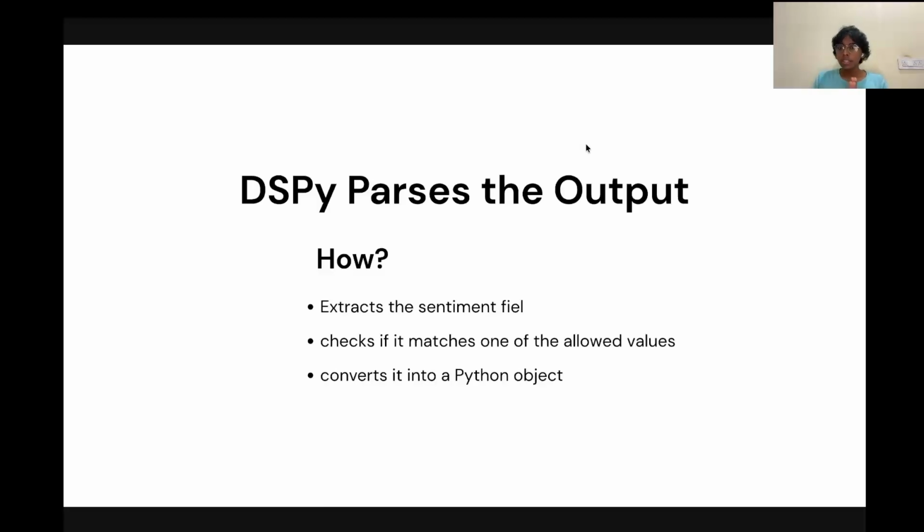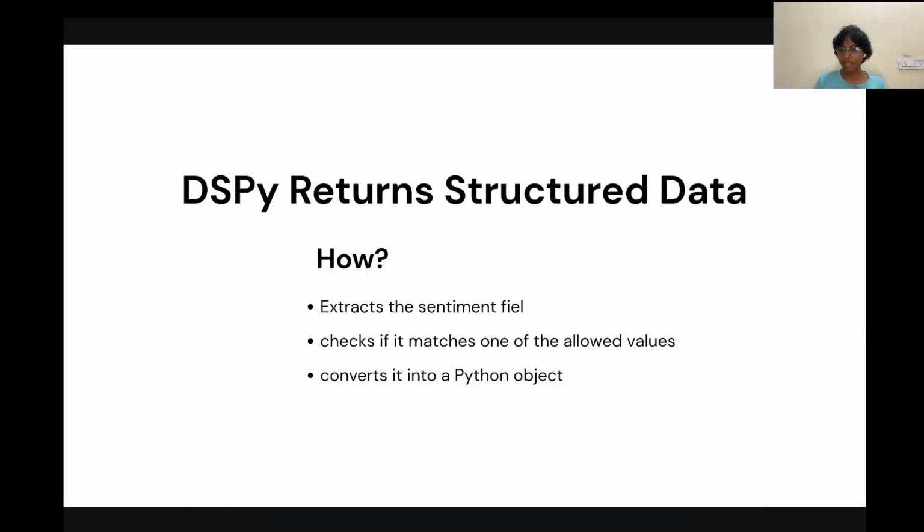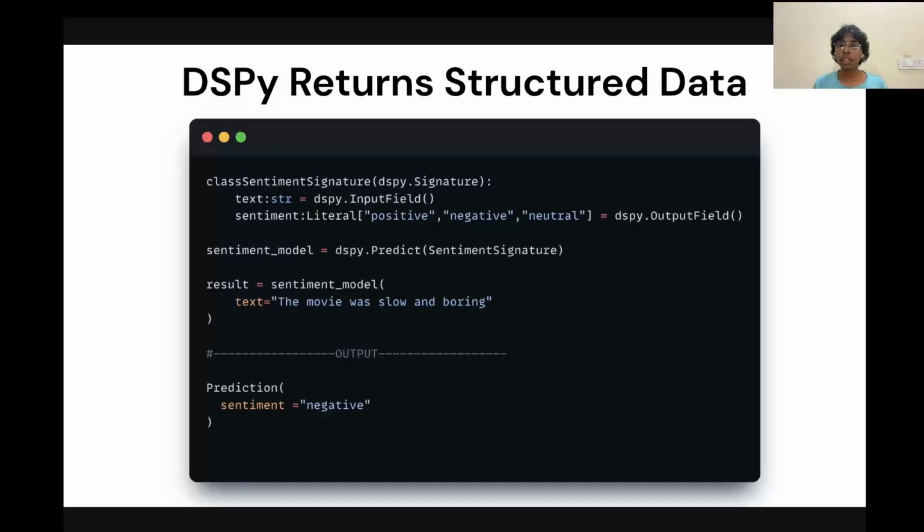Now, DSPy parses the output. When the model responds, it parses the response using the signature. First it extracts the sentiment field. Oh, I made a mistake in the field spelling. Okay. It extracts the sentiment field, checks if it matches one of the allowed values, and converts it into a Python object. So even if the parsing fails, DSPy knows something went wrong. DSPy returns structured data. Here we can see it returned negative for the input, the movie was slow and boring. This is why the output feels like a normal Python object. You're no longer dealing with strings, you're dealing with structured data.